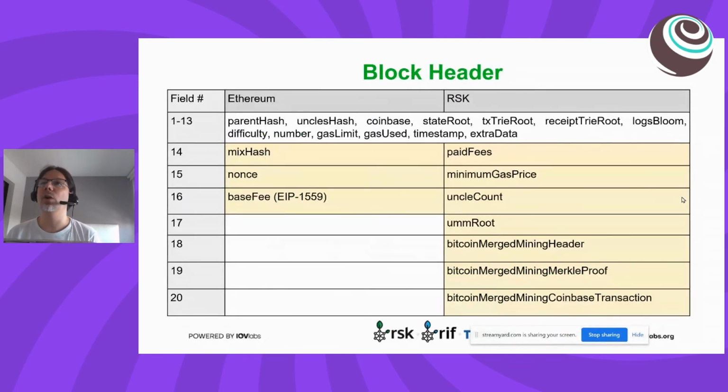If you look at the RSK block header, you'll see that the first 13 fields are similar to Ethereum, but then you have some specific fields that are only in RSK. You have the field that shows you the amount of fees paid in that block. Then you have the minimum gas price, and this is something RSK has had since the launch, since the beginning, which allows the network to know what is the minimum gas price that the miners are willing to accept, and this helps wallets to get a much more accurate value for the users.